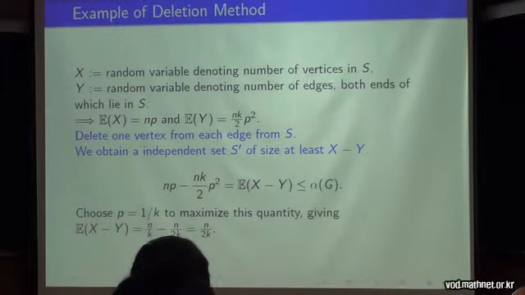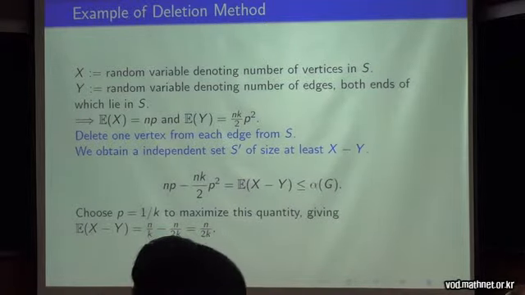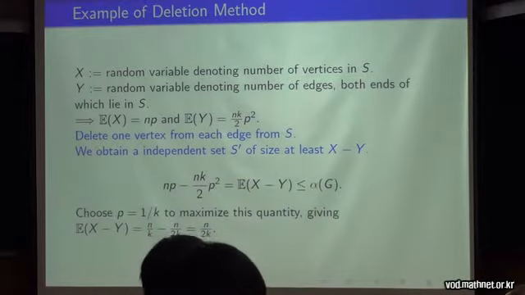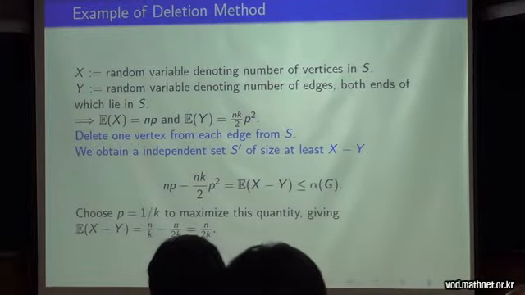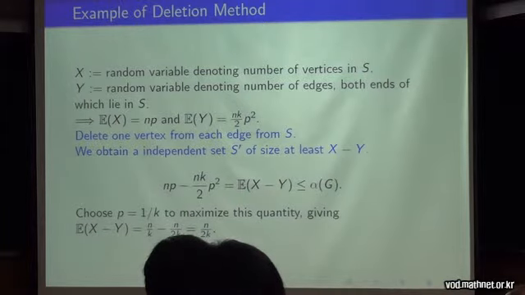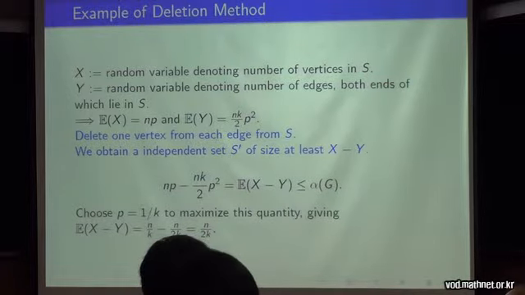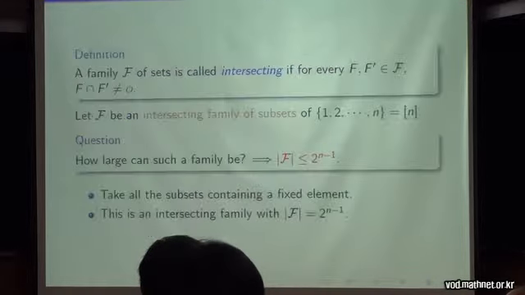Whenever you find an edge in this random set, we delete one vertex from each edge. Then we get an independent set X' of size at least X minus Y. So you get the new bound on this independence number. It's a simple example of the deletion method. We solved this Erdős conjecture by using this simple deletion method. So let's move to the main part of today's talk.